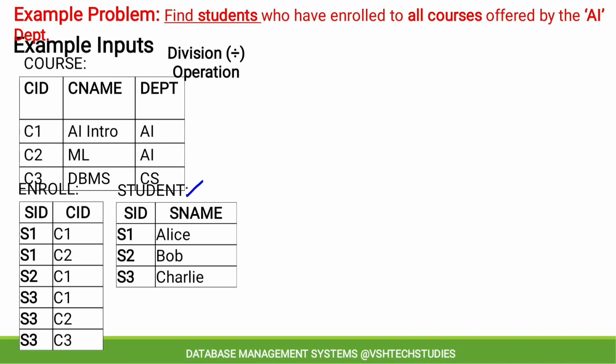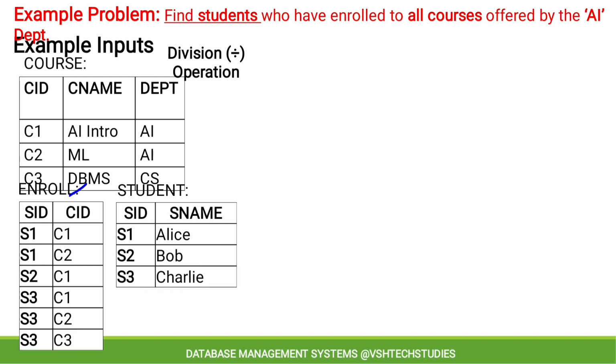Student relation has student details, that is the column names are SID for student ID, S name for student name. The data is S1, S2, S3, the three student IDs, and respective names Alice, Bob and Charlie. So that is about the student relation.